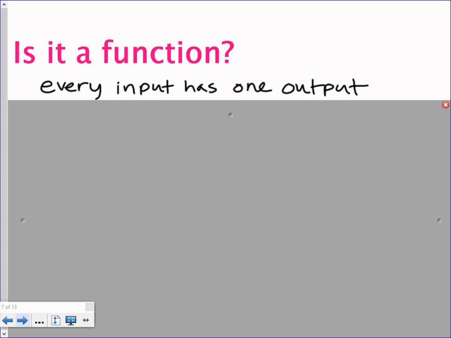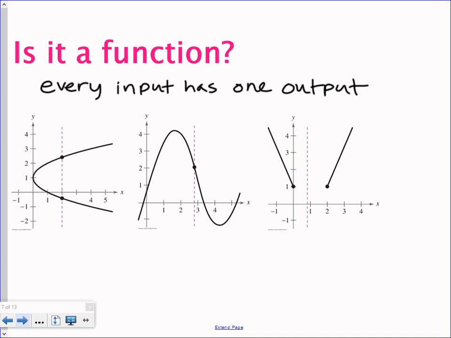Does anybody remember how they can check if something's a function? Molly? Oh, the vertical line test, specifically on a graph. I love that. So I would write something down in this section about vertical line test. Okay? So vertical line test is your friend.